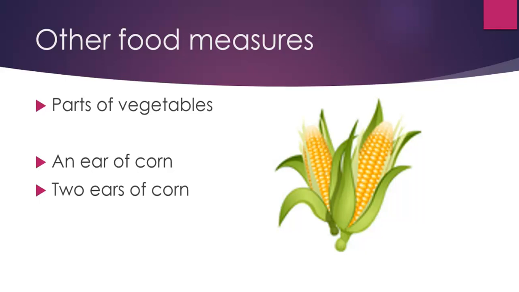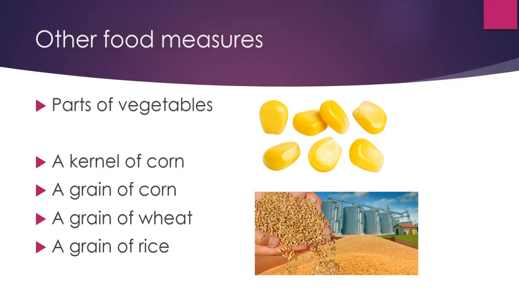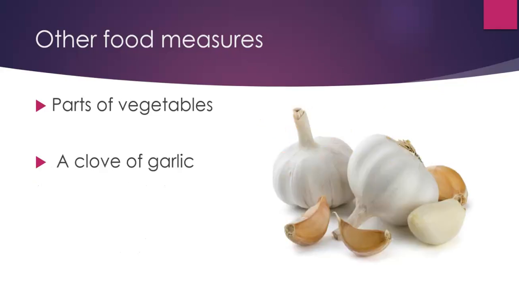Other food measures. Parts of vegetables. For example, an ear of corn, 2 ears of corn. A kernel of corn, or a grain of corn. This is the tiniest seed. We can also say a grain of wheat, a grain of rice. Other parts of vegetables, a clove of garlic.